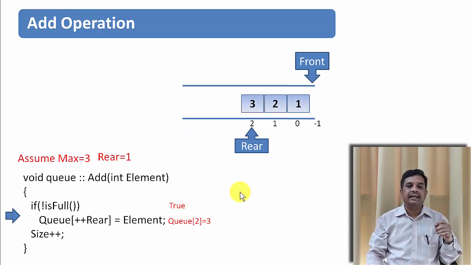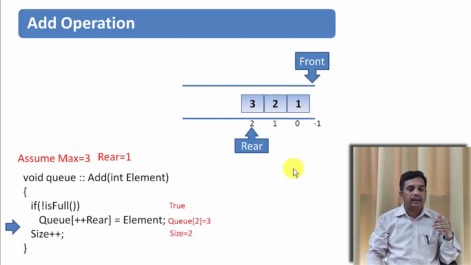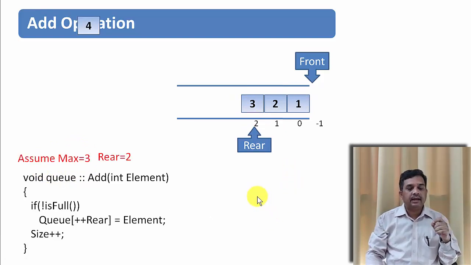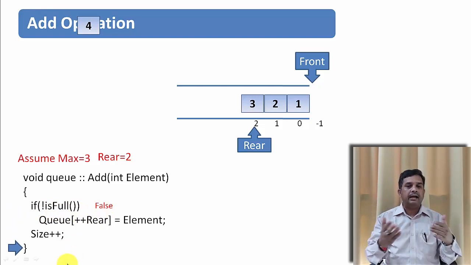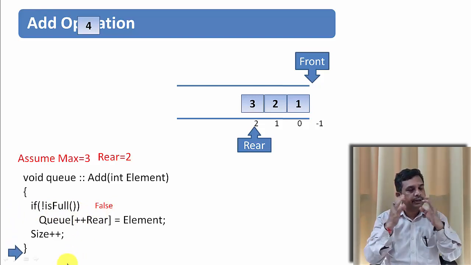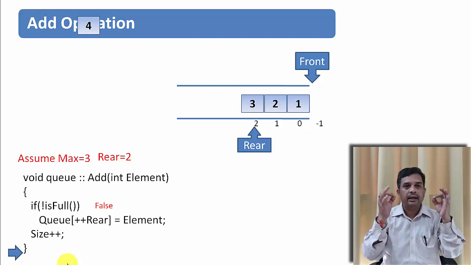Now size is incremented by 1. So maximum element is 3. We are having 3 elements. If I want to add one more element, this condition, if not of is full, becomes false. When it becomes false, it will come out and say we cannot add any more element to this particular queue. I hope you understood how to add an element in a queue.